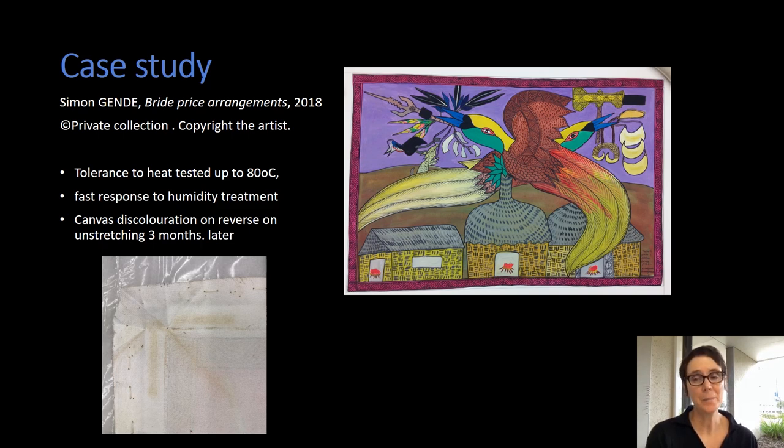Simon Gende is a Papua New Guinea artist who exhibited in the Asia Pacific Triennial. The gallery has a number of paintings by Simon Gende in its collection. However, this painting, Bride Price Arrangements, remains in the artist's collection. On arrival for exhibition in 2018, this painting required stretching. The binder of this painting was not able to be determined using FTIR ATR, possibly because of its low content. And the priming was found to be pigmented predominantly with chalk.